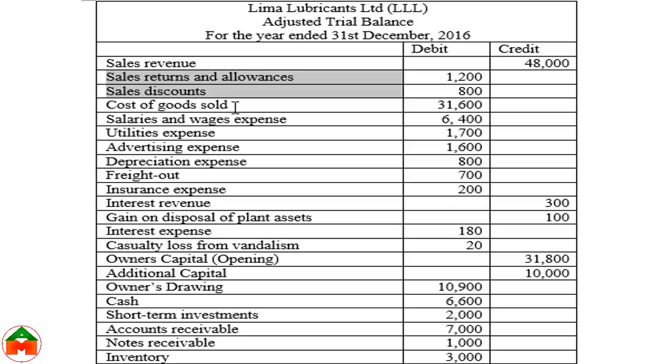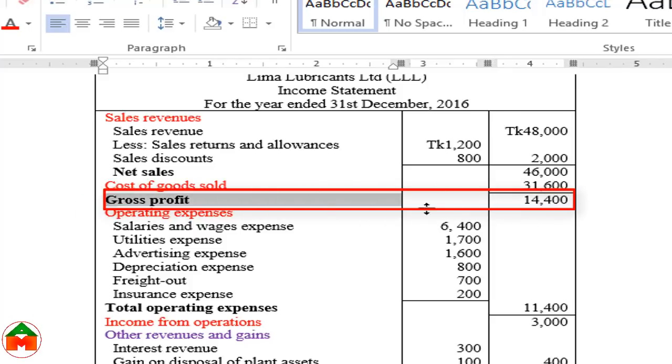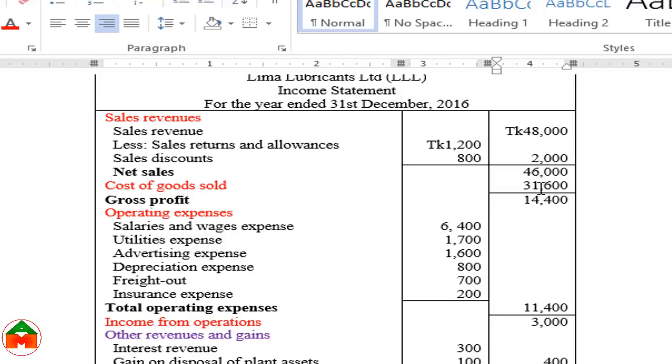Then from the question we will take this item, called cost of goods sold. It's an expense. Here the amount of cost of goods sold is 31,600. So we will take this 31,600 as an expense in the income statement. Here net sales is 46,000, and from this we will deduct cost of goods sold of taka 31,600. After deducting we will get gross profit. The amount of gross profit is 14,400, which we get after deducting cost of goods sold from net sales.